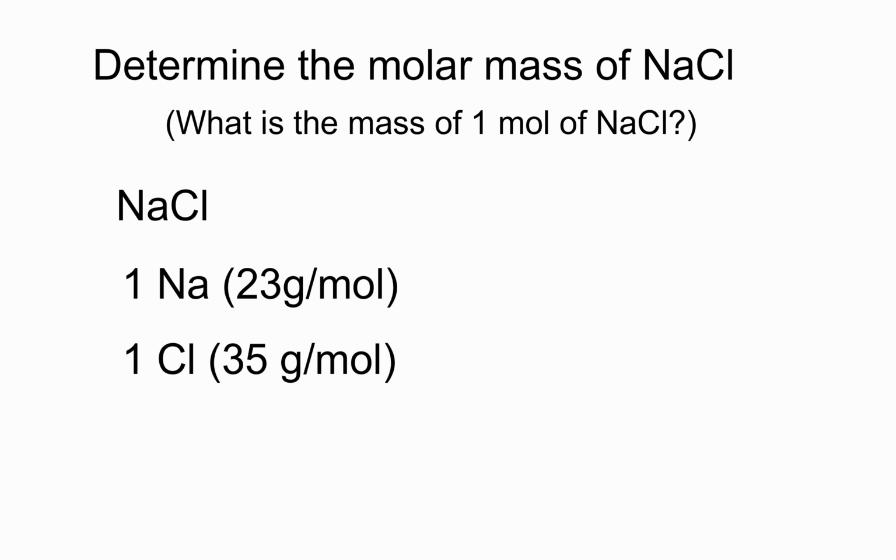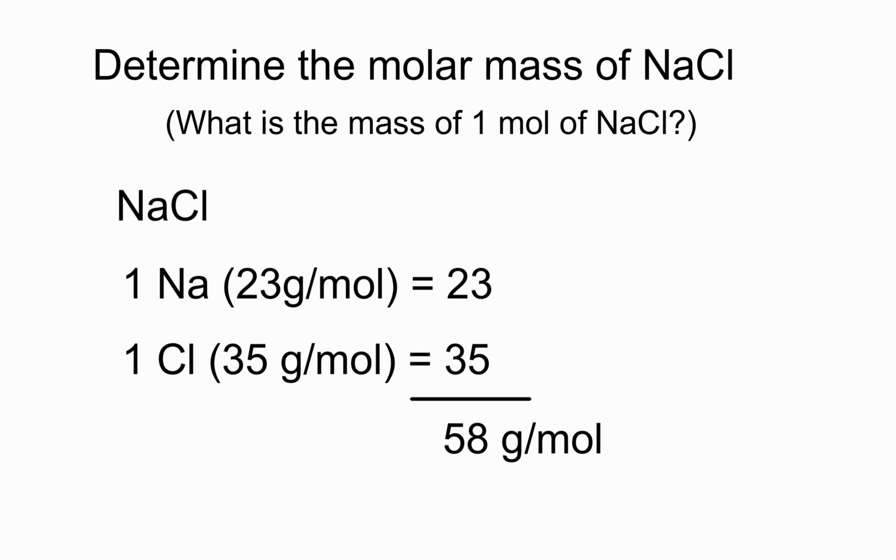Sodium has a molar mass of 23 grams per mole, chlorine 35 grams per mole. So 1 times 23 is 23, 1 times 35 is 35. Add those two together, gives us a grand total of 58, which means 58 grams per mole is the molar mass of sodium chloride.